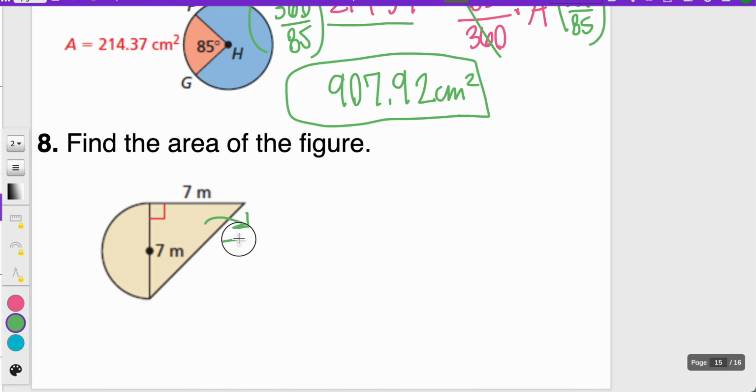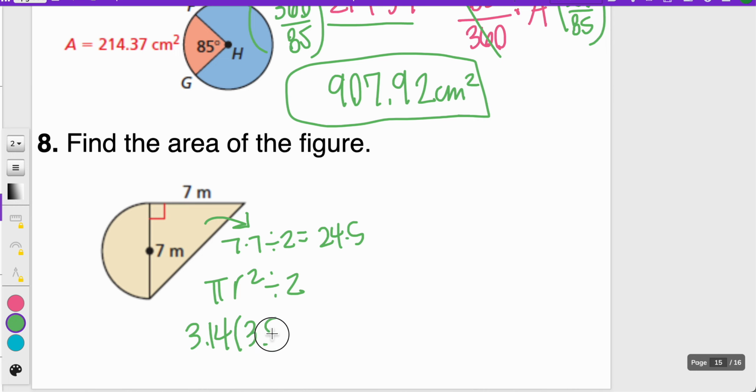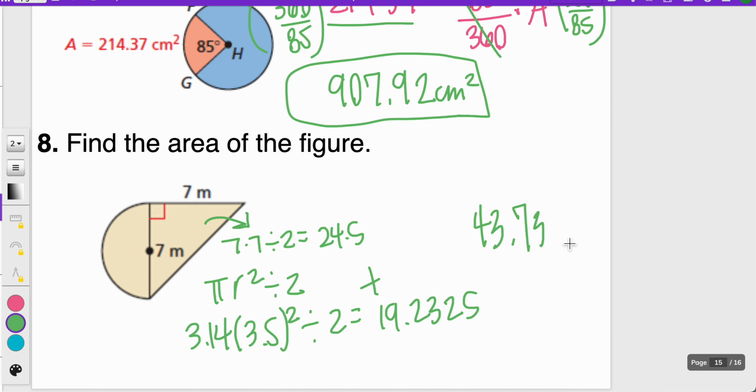Okay, the last one, number 8, you have two areas here. First you have this triangle, that's 7 times 7 divided by 2, which is 49 divided by 2, or 24.5. But then you have that semicircle, which is pi times radius squared divided by 2, so that's 3.14 times 3.5 squared divided by 2, and I'm getting about 19.2325. So I'm just adding those together for a grand total of 43.73 square meters.